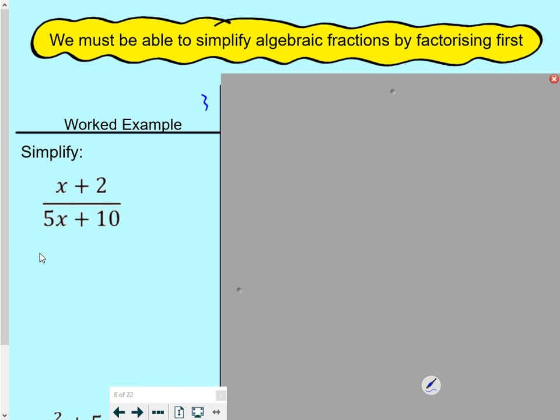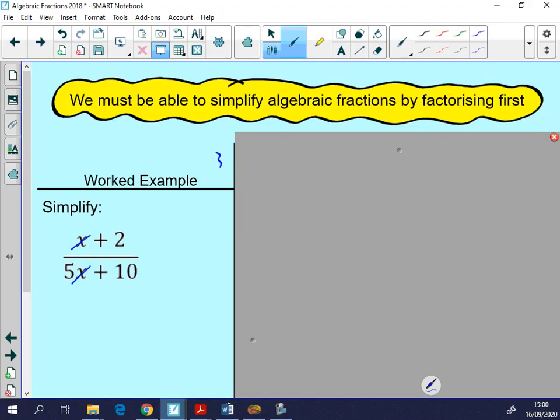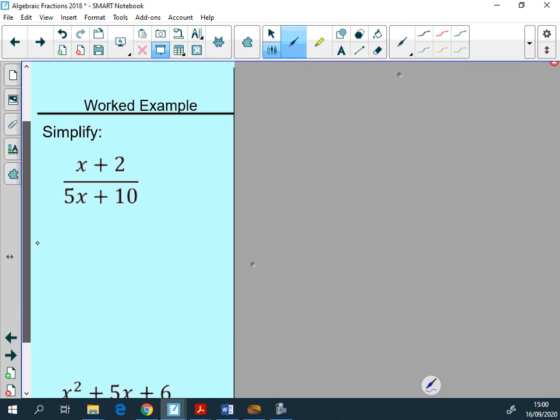Now, what we often see is x in the top, x in the bottom, and I can cancel those out. We're not allowed to do that, because they're not multiplying everything there. Because they're adding, we can't cancel them out. So it's different to the ones that we were looking at on the last slide. We need to try and factorize first.